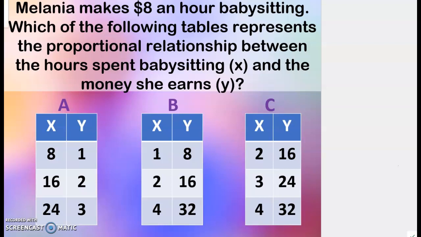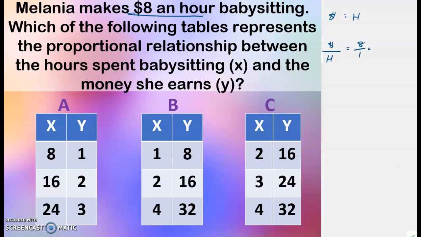Melanie makes $8 an hour babysitting. So this is our ratio, $8 an hour. So it's comparing dollars to hours. You can write it as a fraction, dollars to hours. So it's 8 to 1.